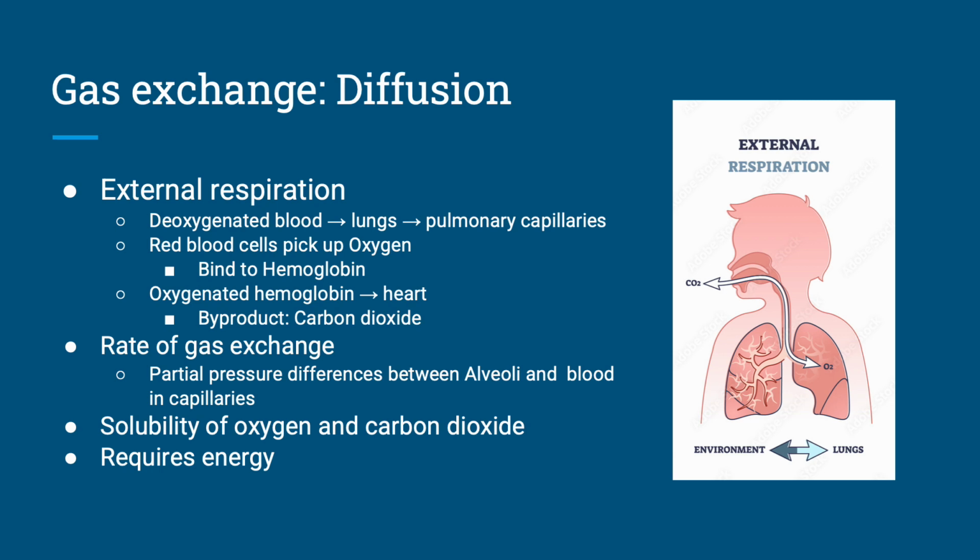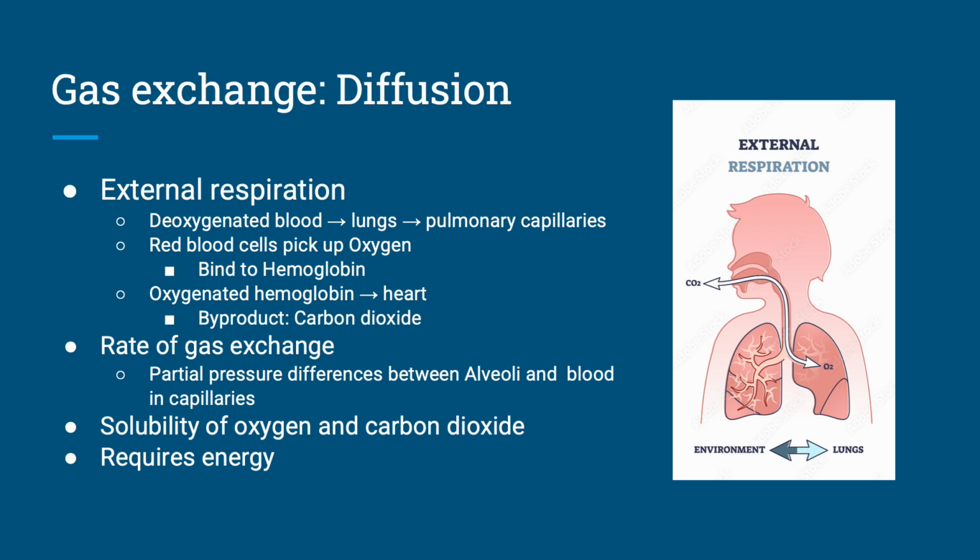So oxygen has a partial pressure of 104 millimeters of mercury in the alveoli, and the partial pressure in the blood of the capillary is 40 millimeters of mercury. There is a difference of 64 millimeters of mercury, so the strong pressure gradient causes oxygen to rapidly cross the respiratory membrane from the alveoli into the blood.